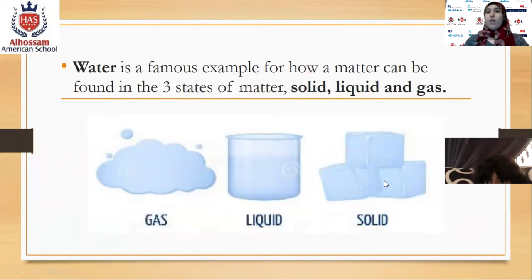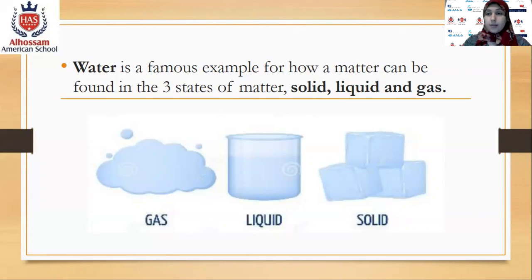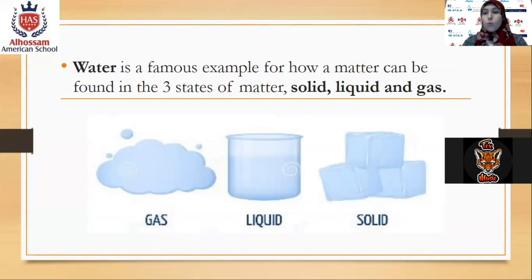So now, water. We all know that water can be present as ice, as liquid water, and as gas, as water vapor. You know the vapor, the gas coming out from a boiling pot of water. This is gas, but it's also considered water. So water is an example of matter that can be found in 3 different states. It can be found as solid, which is ice. Ice is a solid state.